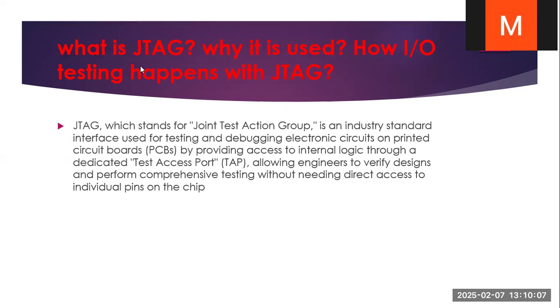So next question is, what is JTAG? Why is it used? How does IO testing happen with JTAG? JTAG, which stands for Joint Test Action Group, is an industry standard interface used for testing and debugging electronic circuits on printed circuit boards by providing access to internal logic through a dedicated test access port, TAP, allowing engineers to verify the design and perform comprehensive testing without needing direct access to the individual pins on the chip.